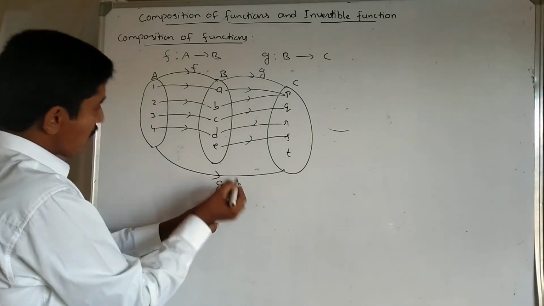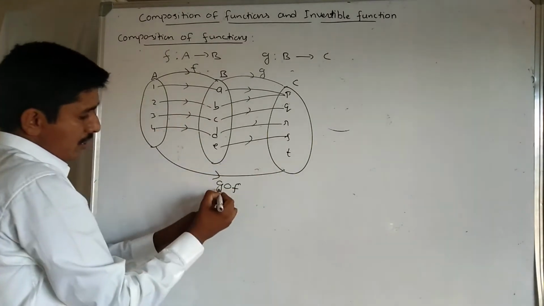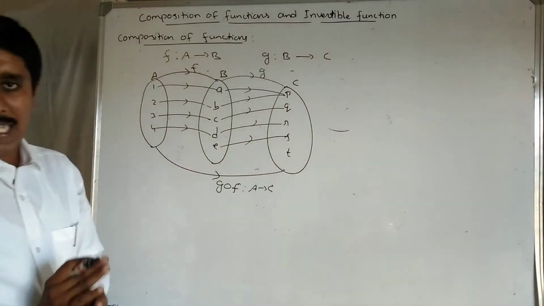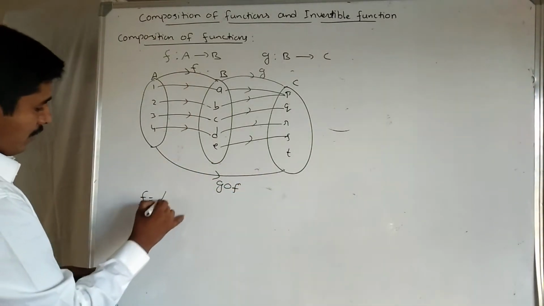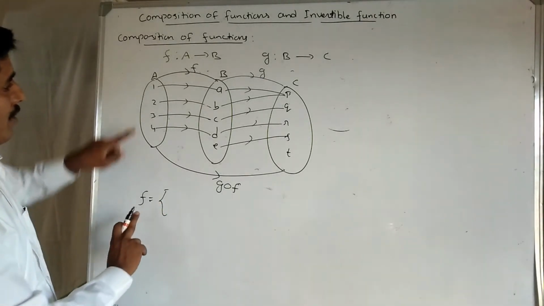GOF means F from domain set A to codomain set B, and G from set B to codomain set C. Now the F function can be represented in set notation, set form.